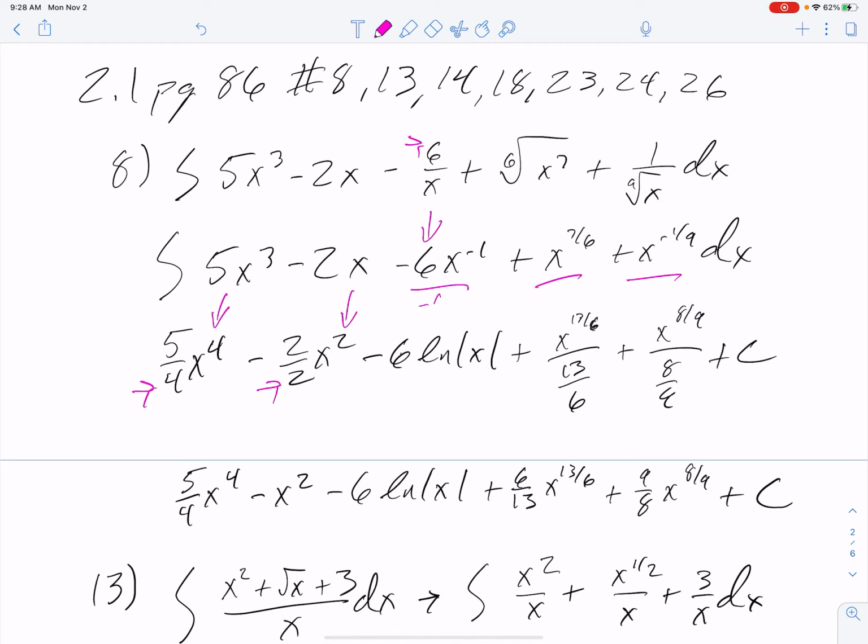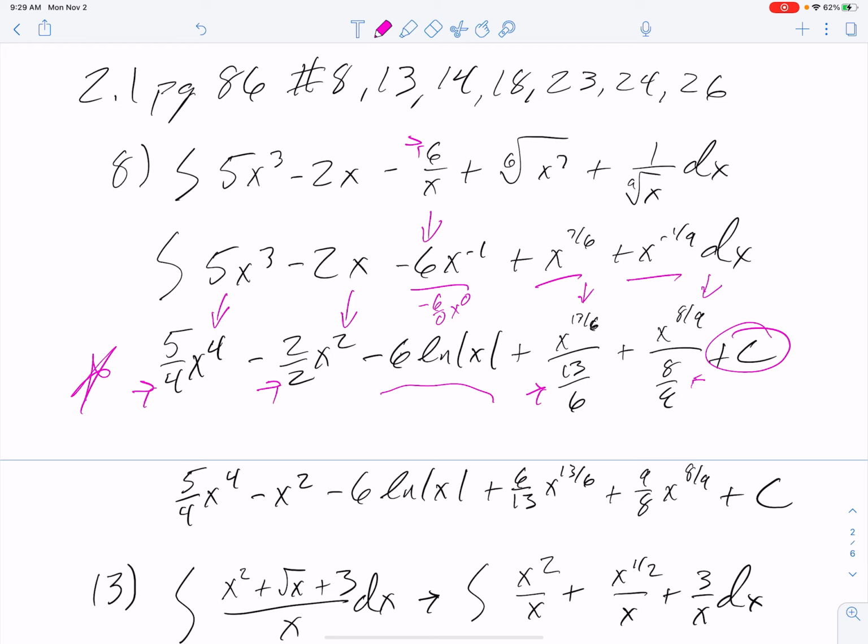Here we would have ended up with negative 6 over 0, x to the 0 power, which is what's supposed to remind us that we've got the natural log, okay? And then again, add 1 to the new exponent, divide by the new exponent. Don't forget about plus c.